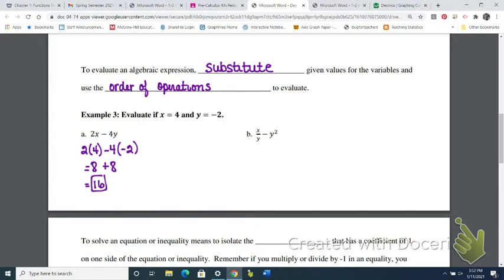Over on the other side, the first thing I do is substitute in. So I get 4 divided by negative 2 minus a negative 2 squared. 4 divided by negative 2 is negative 2. A negative 2 squared is a positive 4. So I end up with a negative 6.